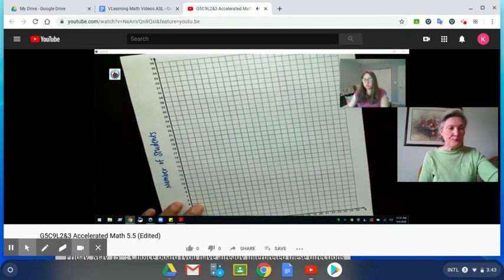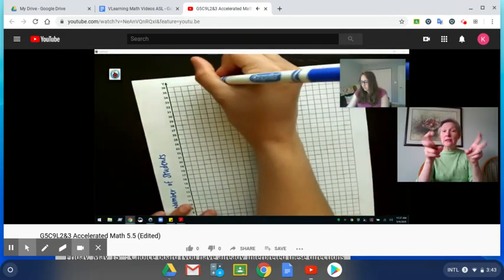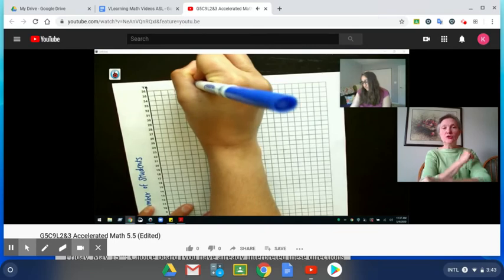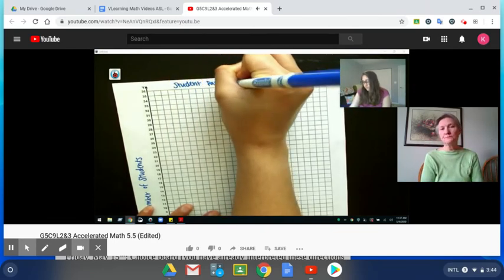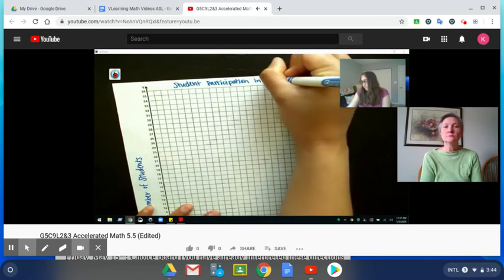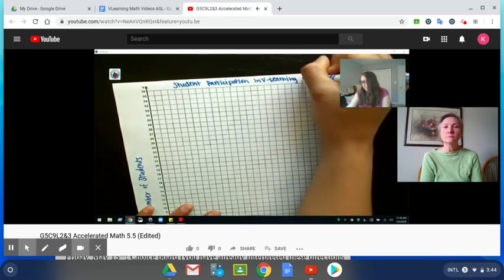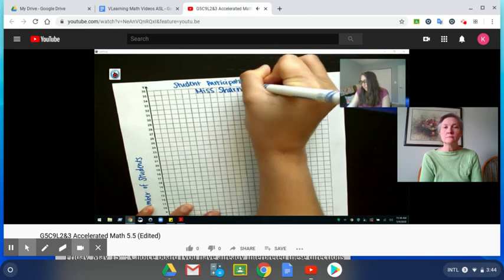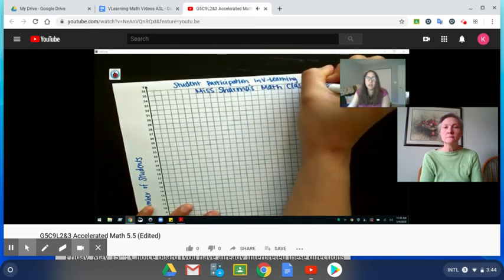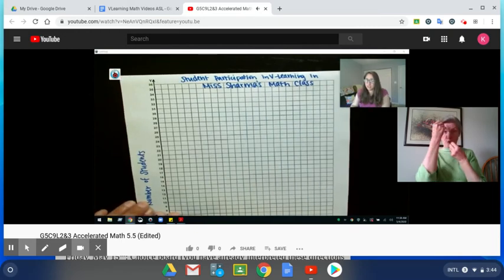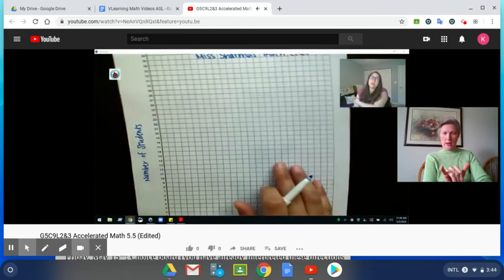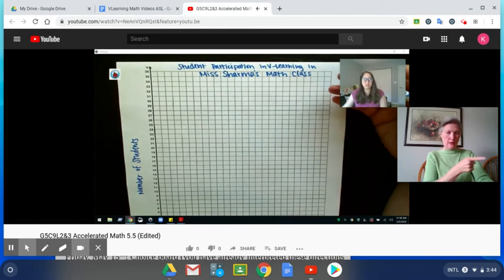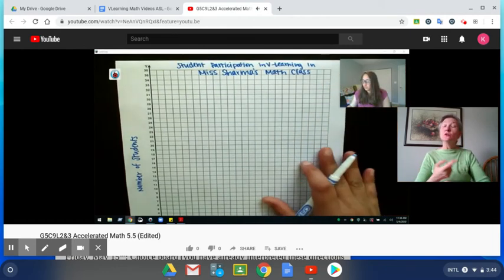Now I can also title my graph, and the title would be Student Participation in V-Learning in Ms. Sharma's math class. I took information from my y-axis, students, and then I took information from my x-axis, days of participation, and put that into my title. So, student participation in Ms. Sharma's math class during V-learning.